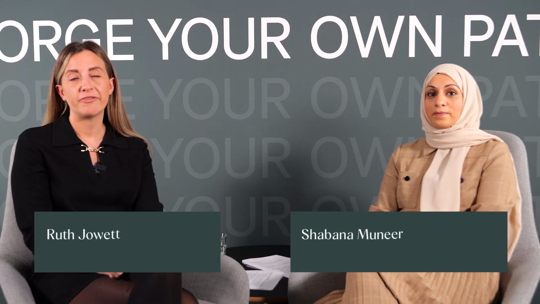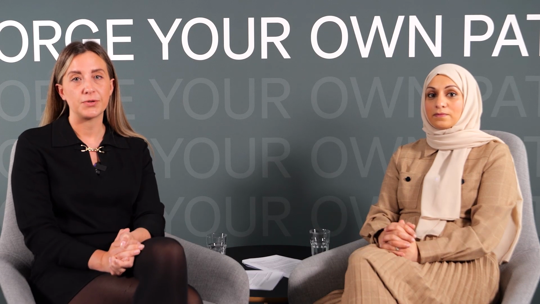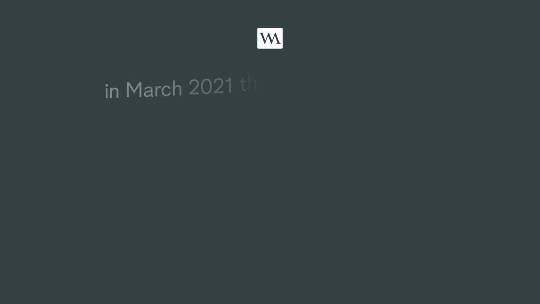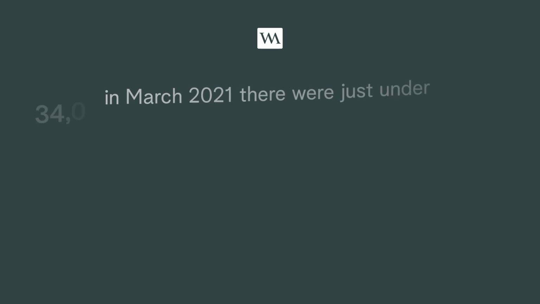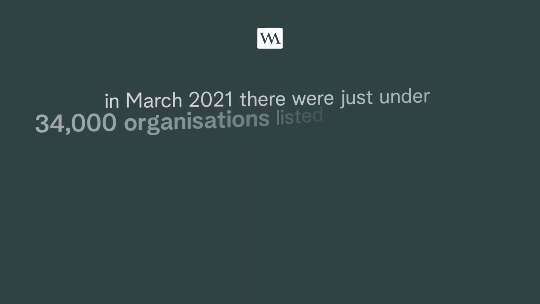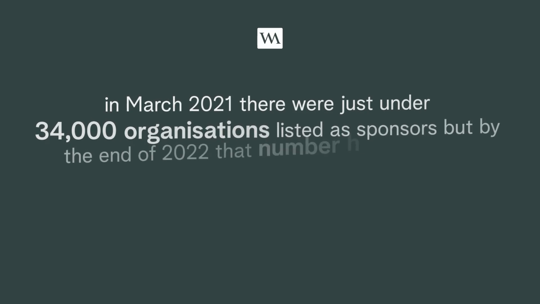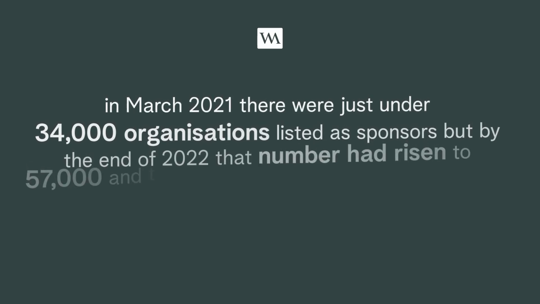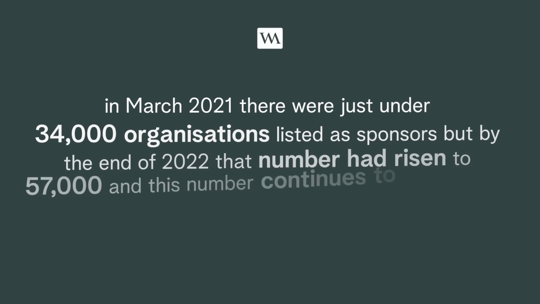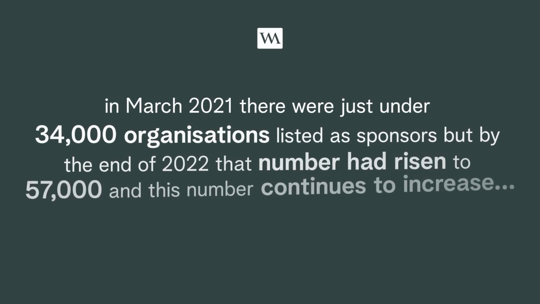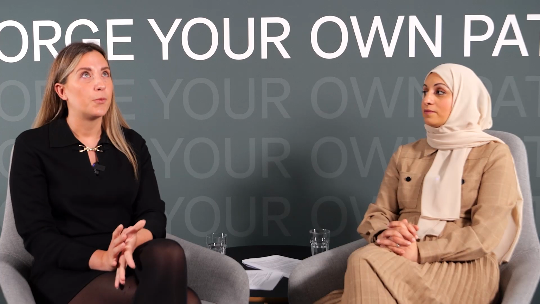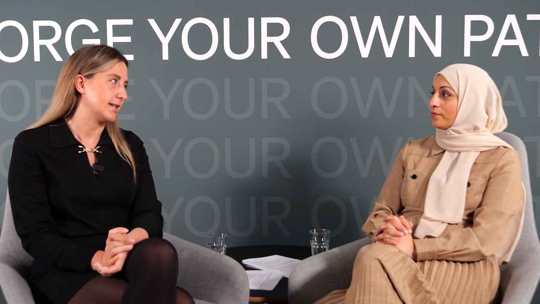An increasing number of organisations in the UK are applying to become sponsor licence holders. In March 2021, there were just under 34,000 organisations listed as sponsors, but by the end of 2022, that number had actually risen to 57,000, and this number continues to increase. So Shabana, what exactly is a sponsor licence?